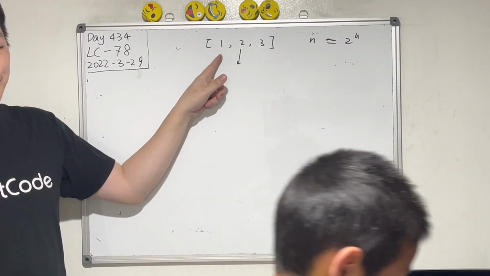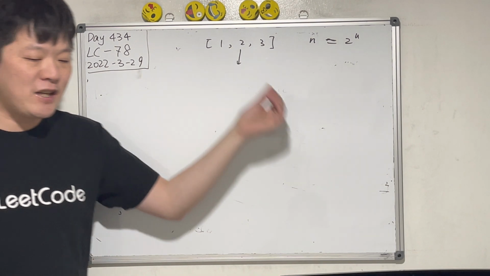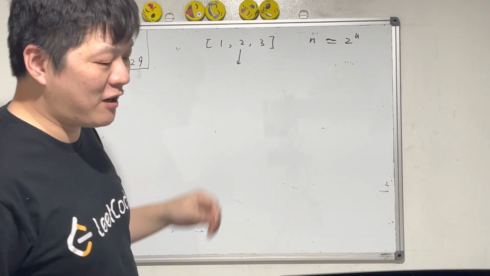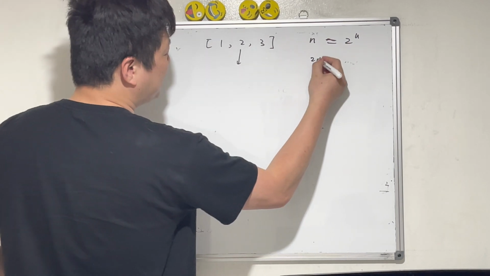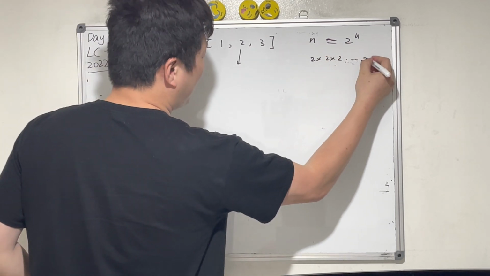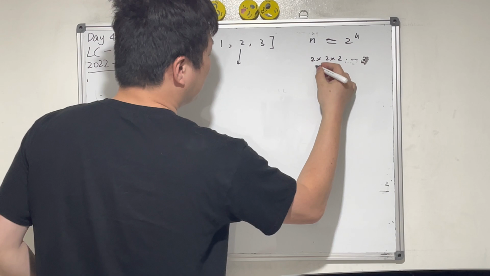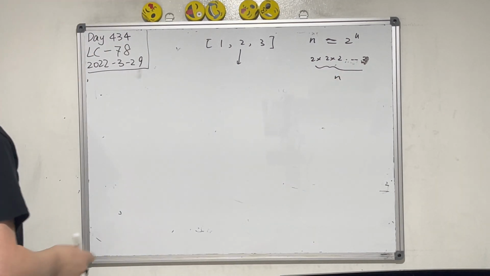For each number we have two choices. We pick this number in the subset, or we don't pick it. So there will be two choices, and there are n of them. So it's 2 times 2 times 2, and there will be n 2's. So that's 2 to the power of n.